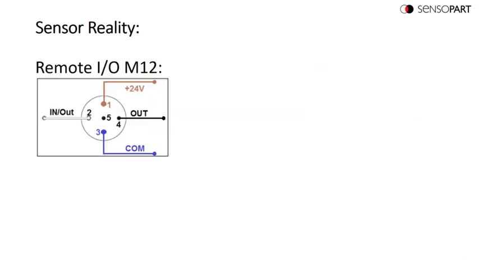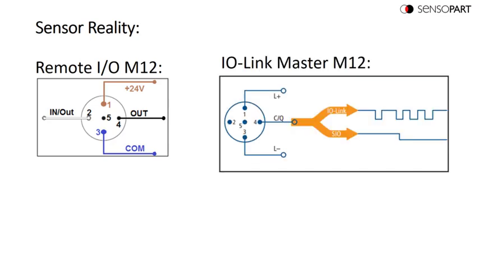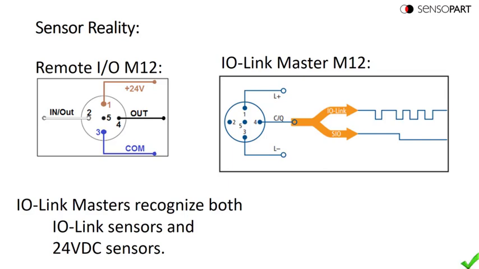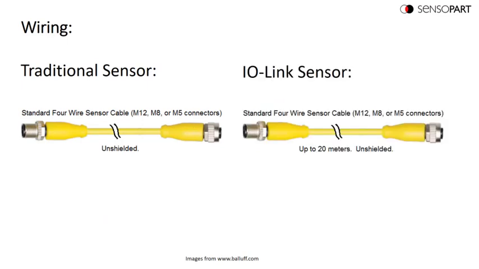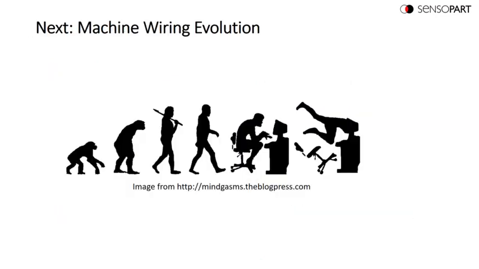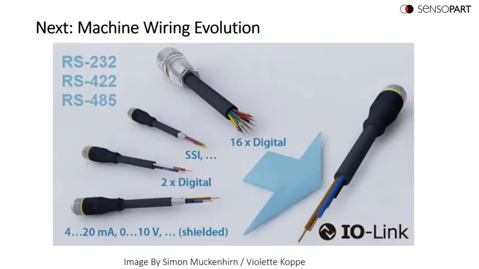So this is an M12 pinout for traditional sensors that some of us know and love. The 24 volt power and the common with the discrete output. On your IO-Link master, it's the same. You've got your plus and your common and your output to your PLC input, and it can be a traditional discrete, but if you plug in an IO-Link sensor, then the master will talk Ethernet. So this is a picture of a standard M12 cable, and this is a picture of an IO-Link cable. It's the same cable.